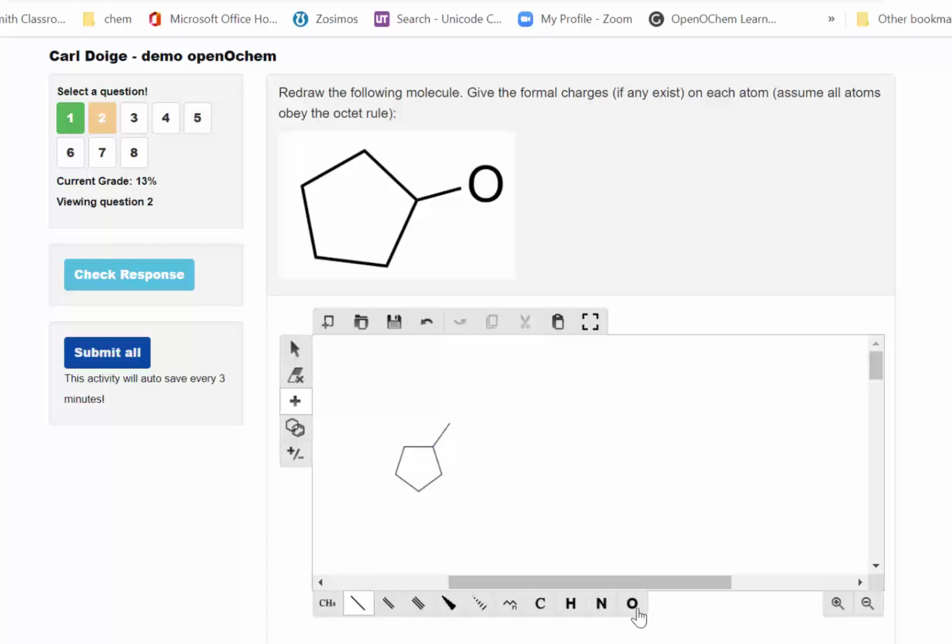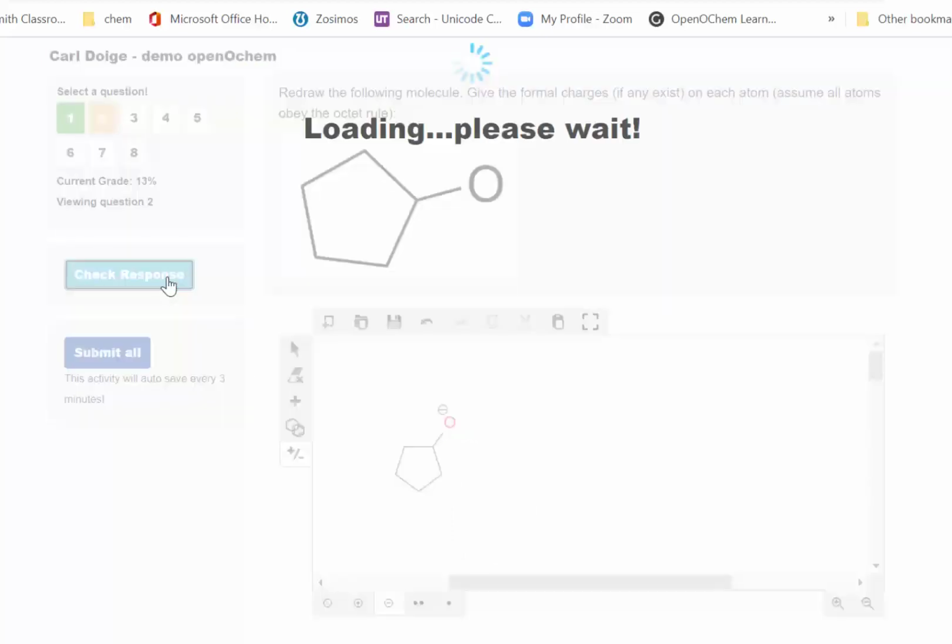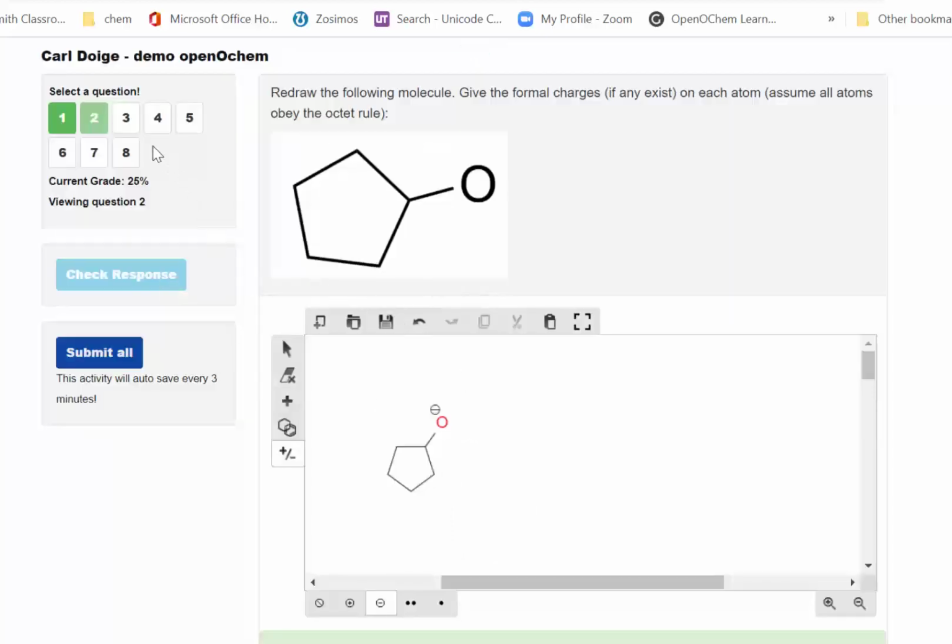I'll start off with a methyl group, but I'll put an oxygen on the end. Now note, this is not an OH, it's just an oxygen. And we understand that all the atoms have an octet, so it must be that there are 3 lone pairs of electrons around that oxygen. And the only way that this can happen is if the oxygen has a formal charge. Now I just put a positive formal charge. Really what I want is a negative, so click that and click that again. So I believe this is what I'm looking for. I check my response, and indeed, correct answer.